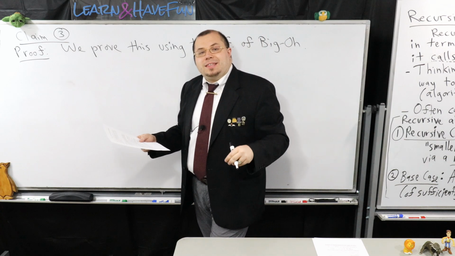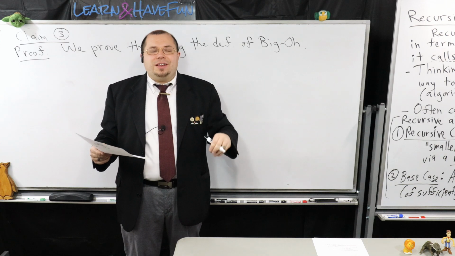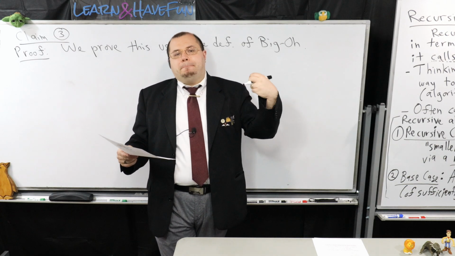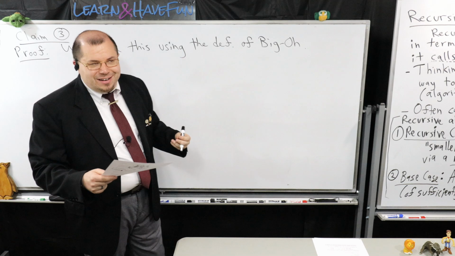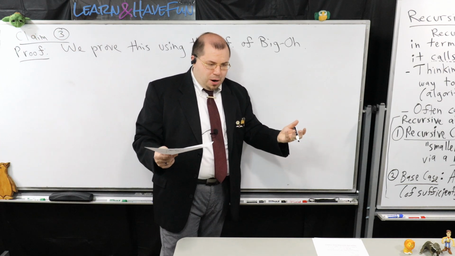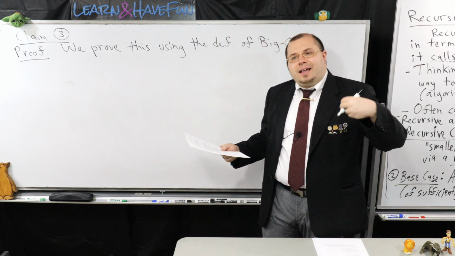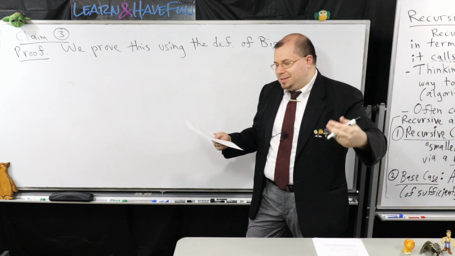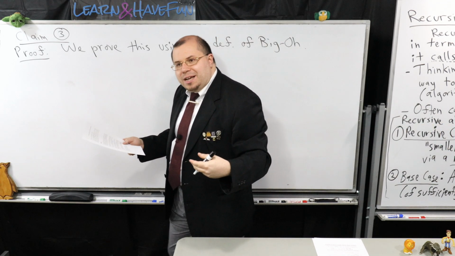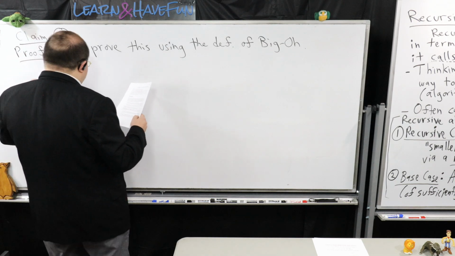Here's the neat thing. We know what that means, right? We know we have a definition for that. So I'm just going to use the definition. The whole idea is I'm going to take the definition, pull it apart, and try to build a new set of constants so that I can prove the then part, the part that says that F plus G is big O of H. So watch this.